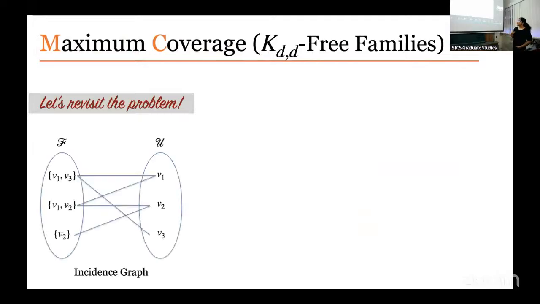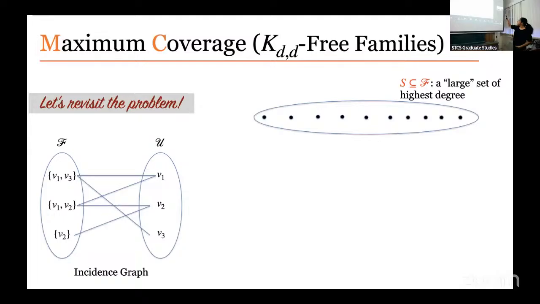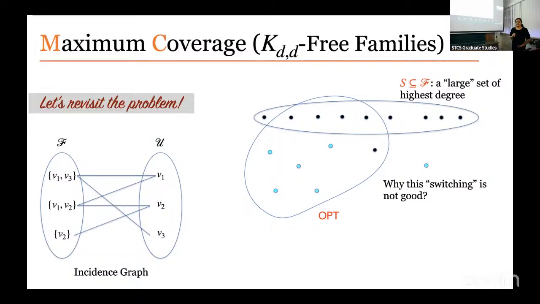Okay, let's look at the problem again. We have this incidence graph, and let us say we look at the large set of highest degree. It's not just K, some large set. Let's say this is my optimal. Now, why am I not able to kick out one blue vertex and put one black vertex inside?